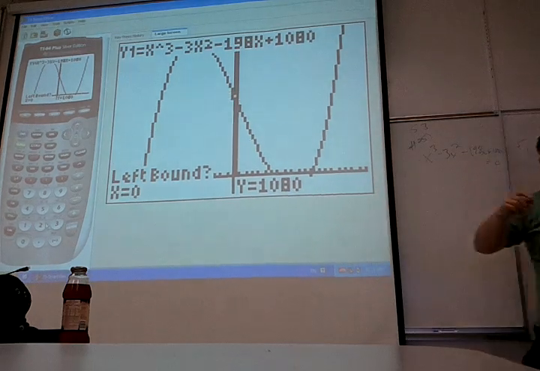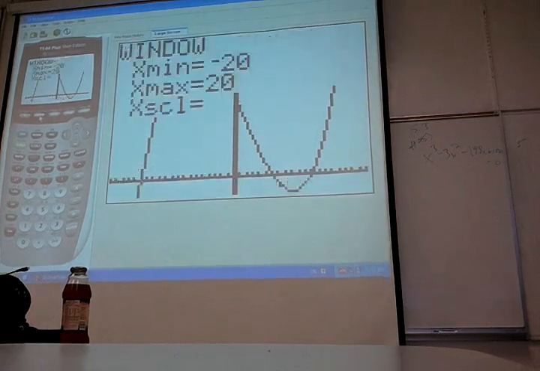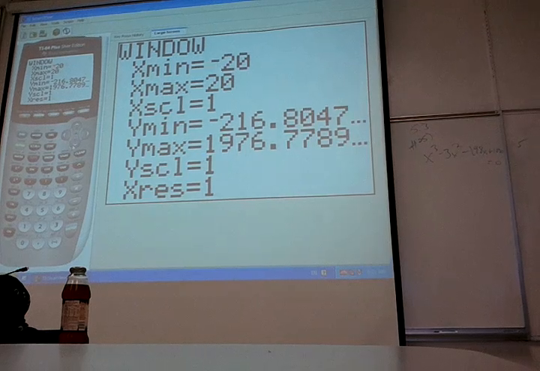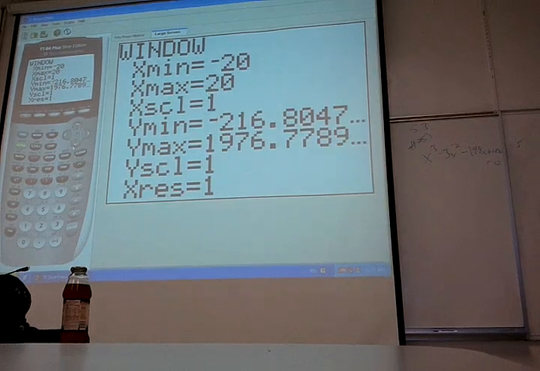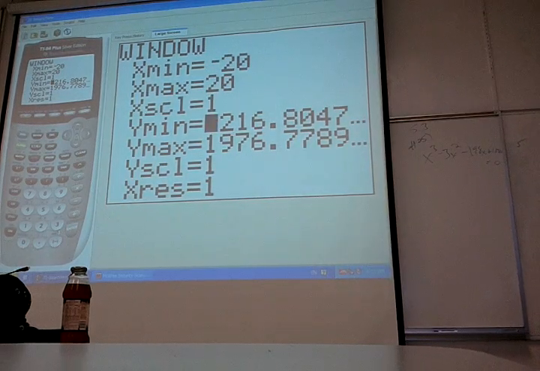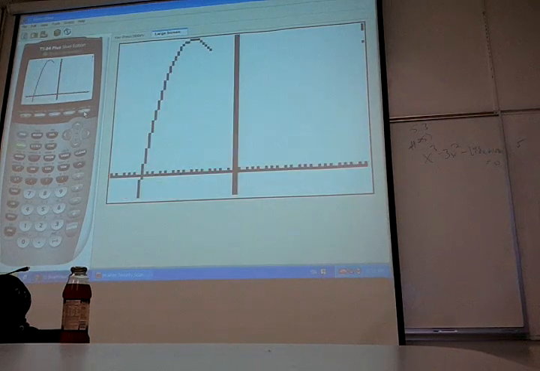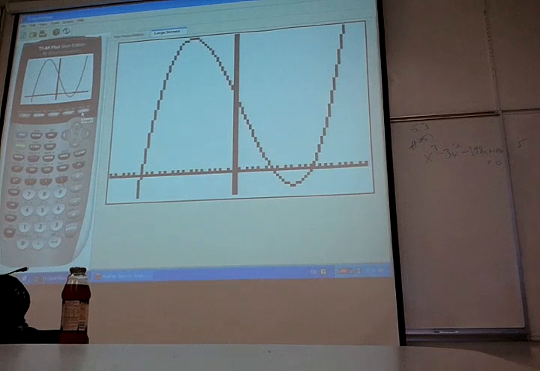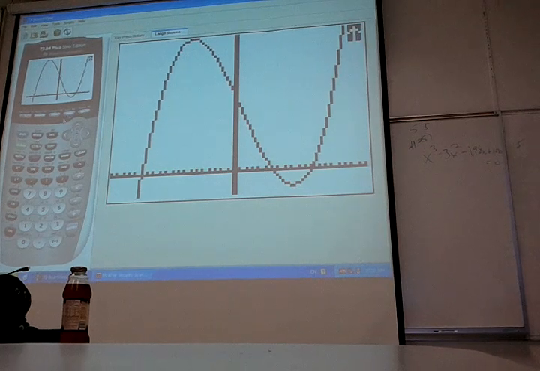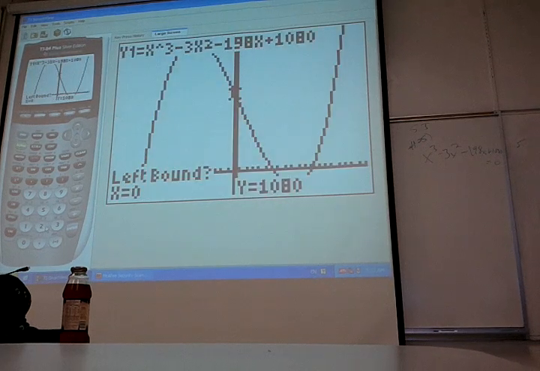So if I go into window and I change my y min even more than this, I want it to be, let's make it negative 300. Let's see what that does for me. I don't know if it's going to be high enough. Let me see. It's not quite high enough.